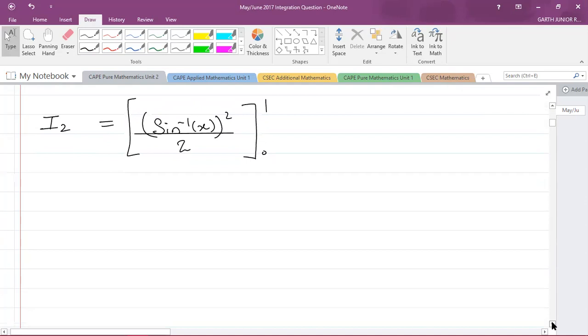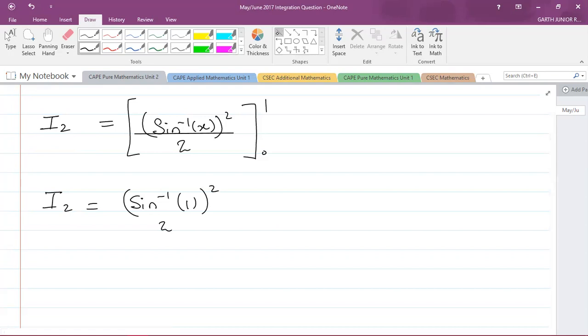So you know that once you reach this step now, it is the upper limit minus the lower limit, right? So I2 is now equal to, when we substitute the upper limit, that is when x is equal to 1 here, right? We get the sine inverse of 1 all squared divided by 2, right? That is what we get there. Minus, we substitute the lower limit, that is when x is 0. So we have the sine inverse of 0 all squared divided by 2. All right, divided by 2.